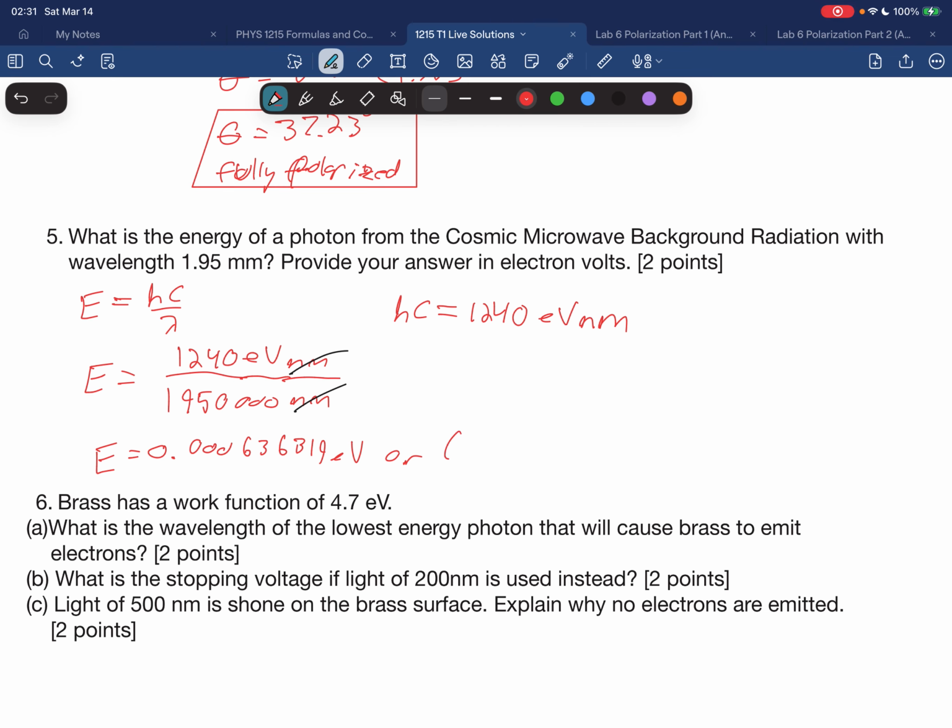Or, as many of you put your answers, in microelectron volts. Totally fine. So either one there was accepted.